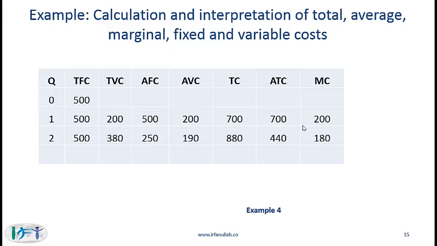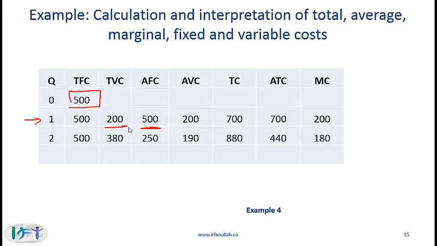Here is a simple example where we go over the calculation and then the interpretation of the various costs. The interpretation actually has been covered on the previous slide, and if you understand the calculation, the interpretation is fairly straightforward. Let's say we are producing widgets again. At a quantity of 0, we have a fixed cost of 500. When you produce the first widget, the fixed cost still is 500, but now we have a total variable cost of 200. The average fixed cost is 500.